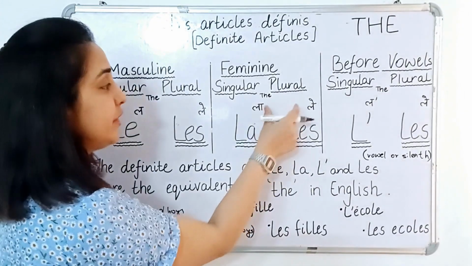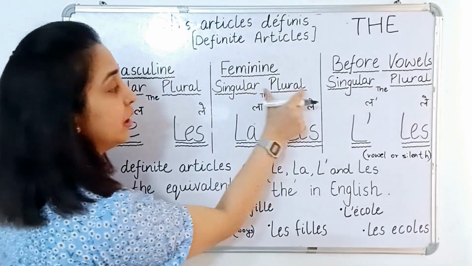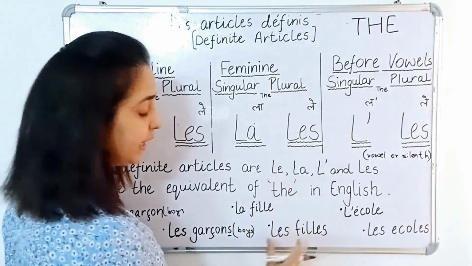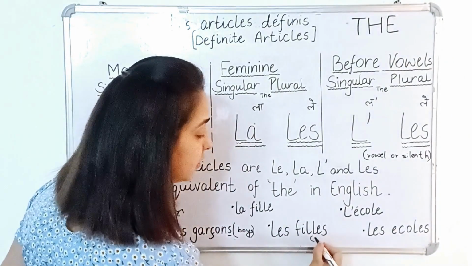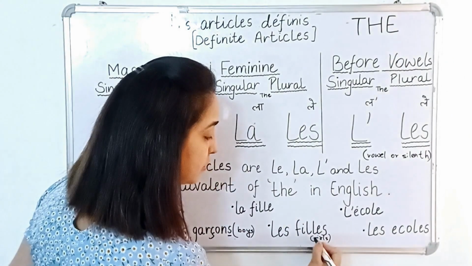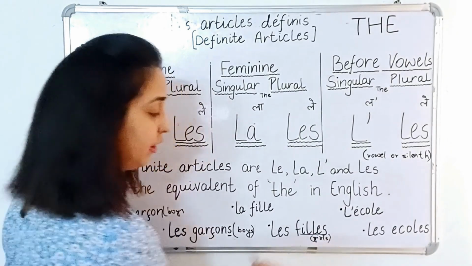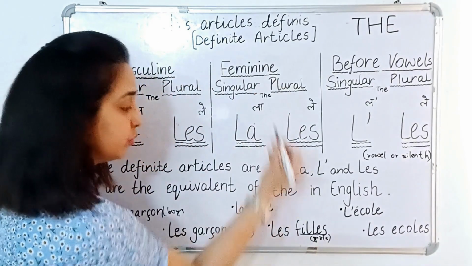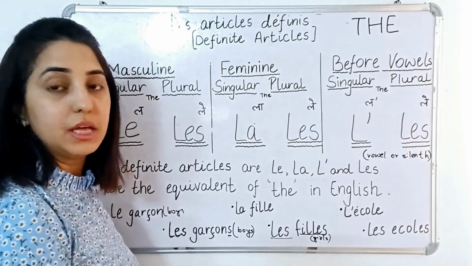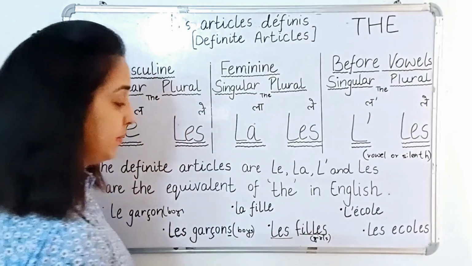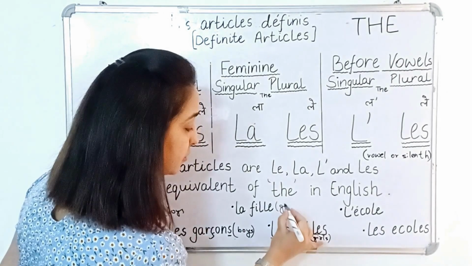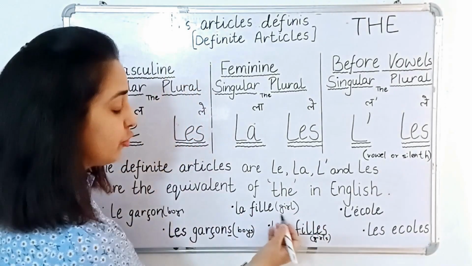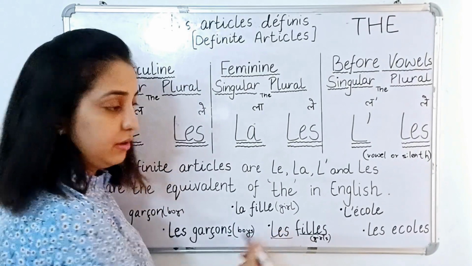Alright. Then we have feminine singular and plural. In feminine we have fille, which means girl, girls. This is plural. That is why we are using les: les filles. And this is a singular noun, girl, so we are using la: la fille.